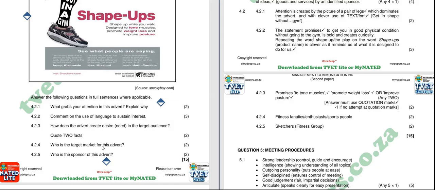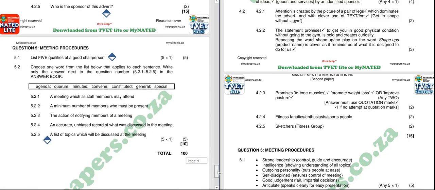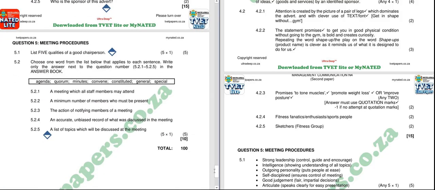4.2.4, who is the target market for this advert? The response is fitness fanatics or enthusiasts. Sports people also are target market. Then who is the sponsor of this advert? The response is Skechers or fitness group. Then move on to number 5. So these are the questions that we have on number 5.